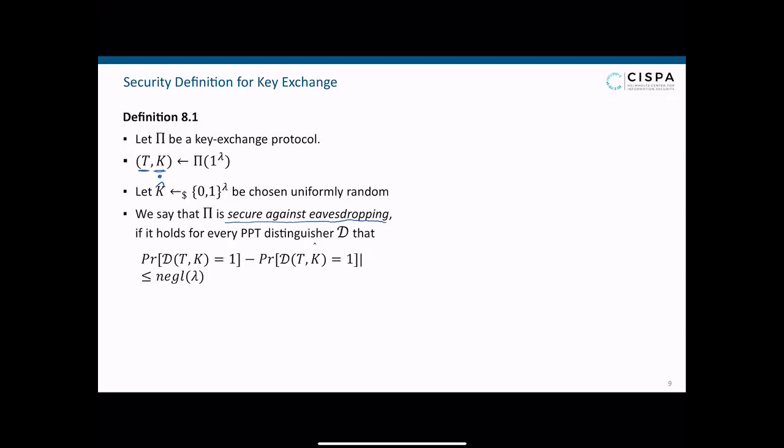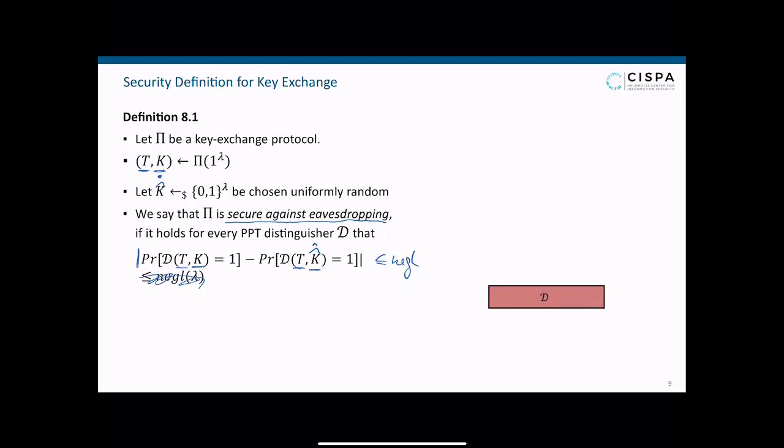If it holds for every PPT distinguisher D, that's our adversary now, that the probability is smaller than negligible, that if I give to my distinguisher both the transcript T and the key K that comes from this transcript, or the transcript and this fresh key K hat, which doesn't have to do anything with this transcript, these two situations are indistinguishable for my distinguisher. There's one of these bars missing here.